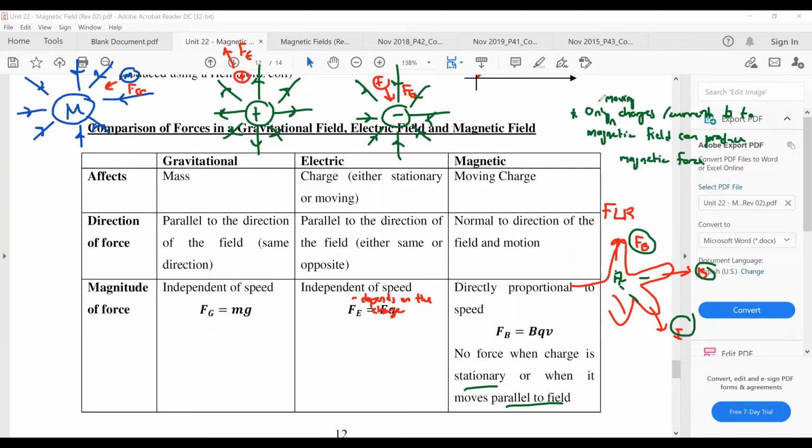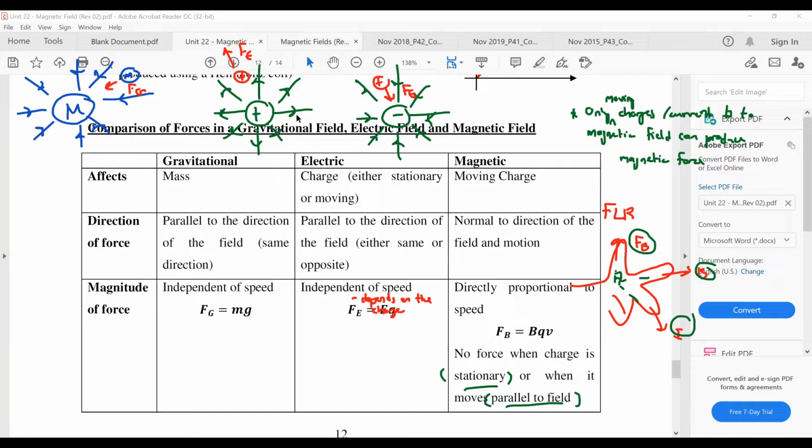This was one thing I mentioned in passing previously. Only moving charges or current perpendicular to the magnetic field can produce magnetic force. If it's parallel to the field, no magnetic force whatsoever. Just bear in mind these two conditions. If the charge is not moving, no magnetic force. If the charge is moving but is parallel to the field, you do not have magnetic force. You must have perpendicular to the field. Only then can you have magnetic force.